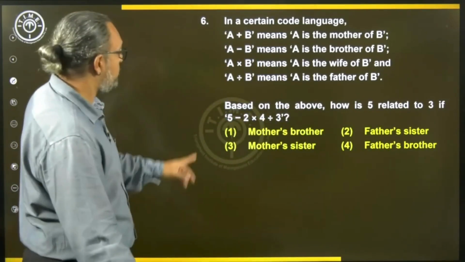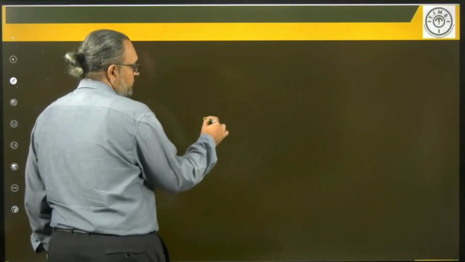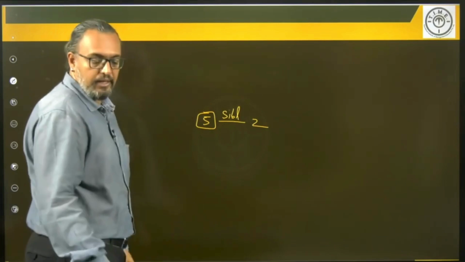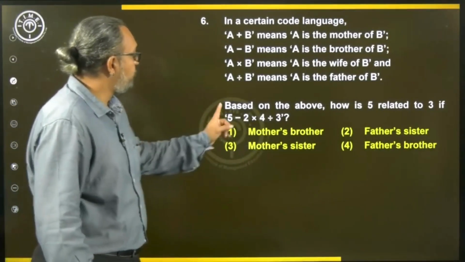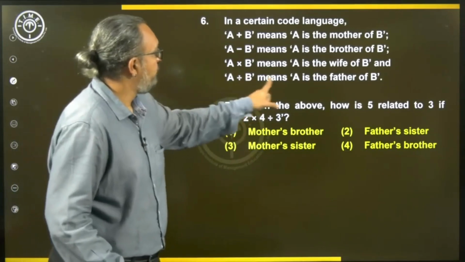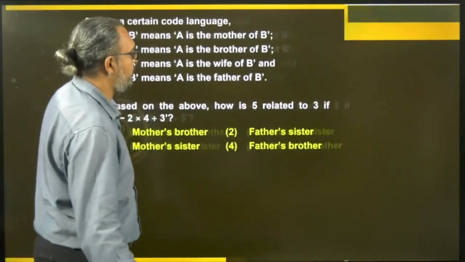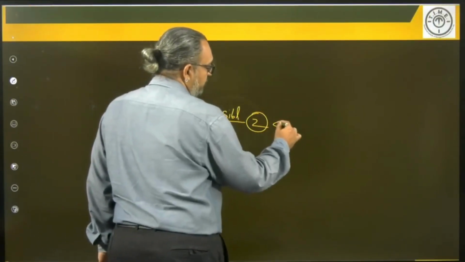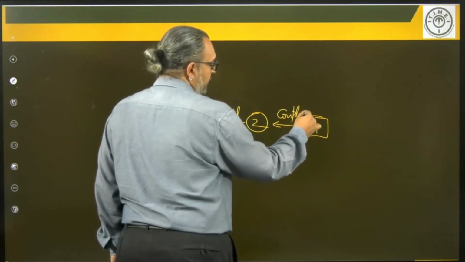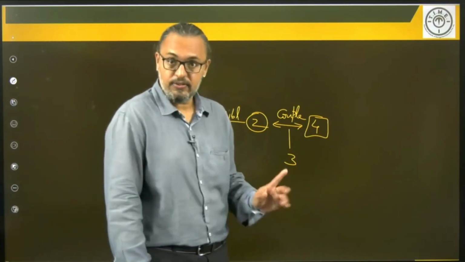Okay, let's take this. We have 5 minus 2, minus is brother, so 5 is a brother of 2. So 5 is a male, a brother to 2, they are siblings. And then we have 2 into 4 divide by 3. Into is wife, so 2 is a wife of 4, and divide is father, so 4 is the father of 3. So 2 is female, 4 is the husband, so male, and 4 is the father of 3. But the gender of 3 is unknown for us, correct?